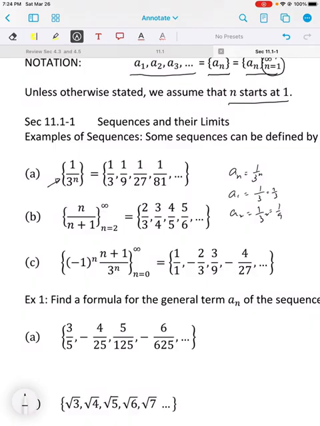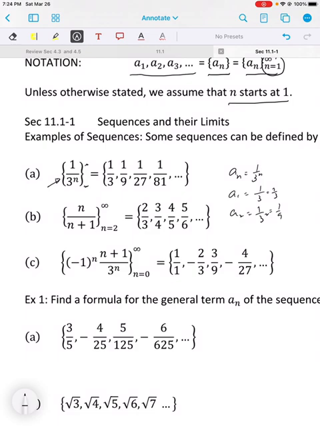So second example here. In the first case, you can notice no limits are given, so we will start with n equal to 1. Now this one could start at n equal to 0, n equal to -1, n equal to -2, or some other number. The second example is where we are starting at n equal to 2.